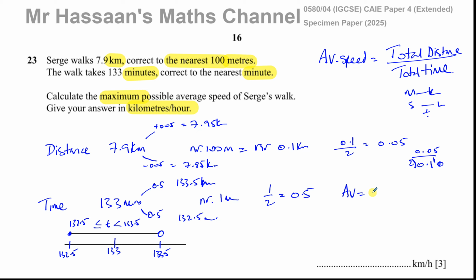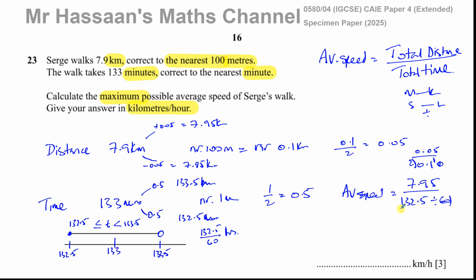Okay, so the average speed is going to be the upper bound of the distance, which is 7.95, divided by the lower bound of the time, which is 132.5. But I'm going to divide this by 60. Why? Because 132.5 over 60 will now be in hours. This is in minutes.